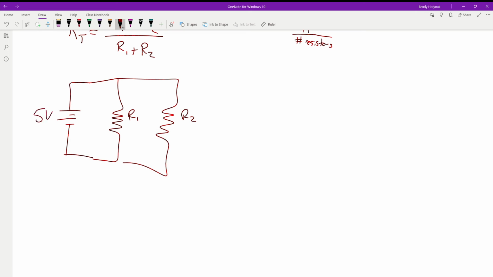So we have 5 volts, and we have 100 ohms, and we have 100 ohms. We'll go through each of these steps and show how to use all the different formulas. In this case, we have two resistors and the same value of resistors, so we can apply all three of these rules. Using the reciprocal method, we would take the reciprocal of 100 plus the reciprocal of 100.